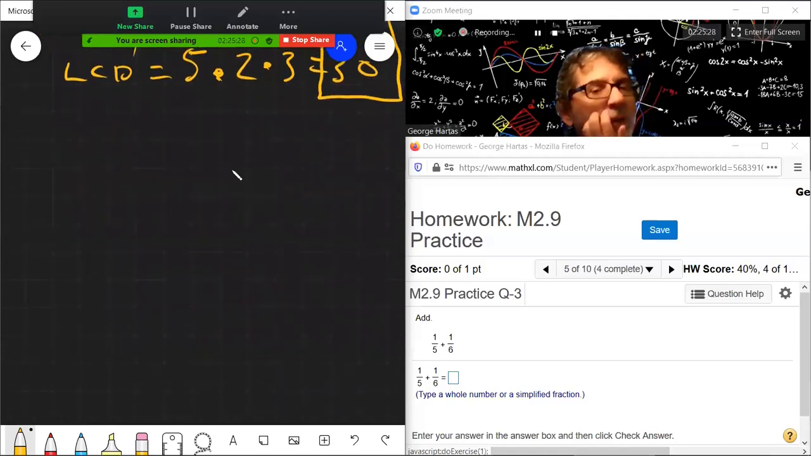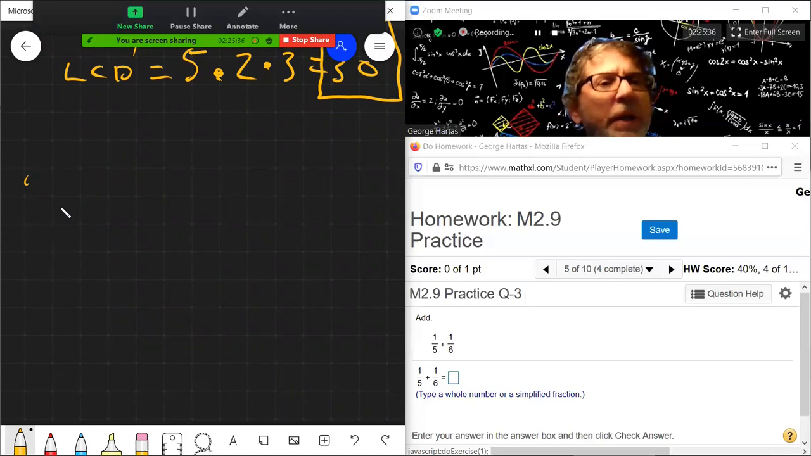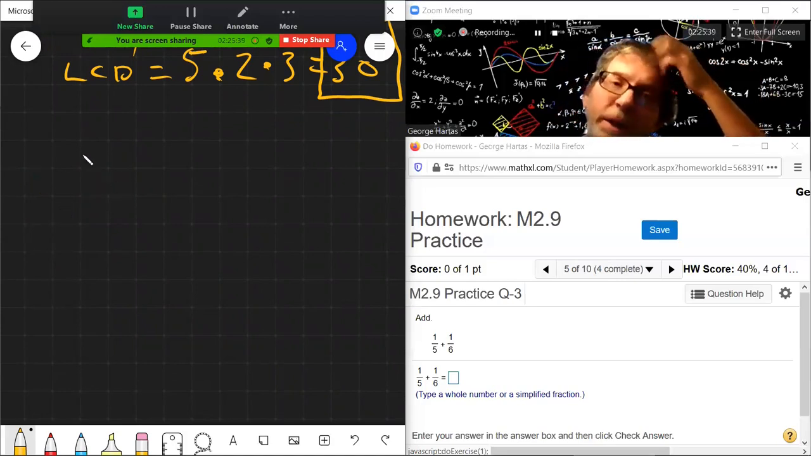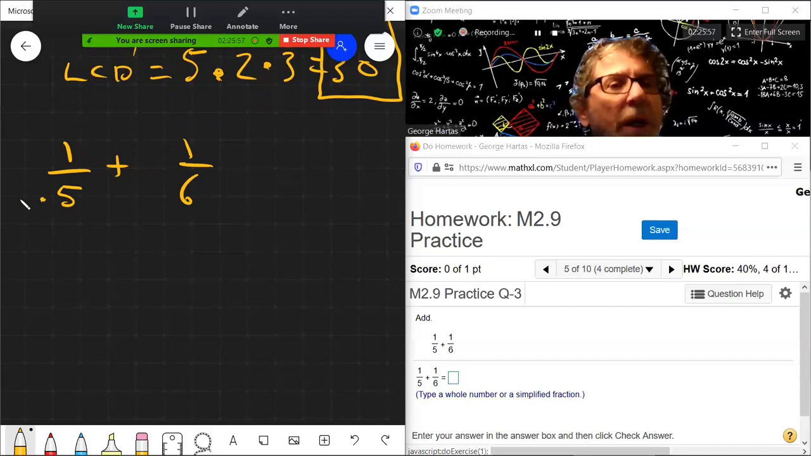Next step. And if you want, for your own sake, you can put step 1, step 2, step 3. It's really up to you. At first I was writing the steps down, but now I think you're getting the flow of it. So after we find the LCD, we know we got to multiply by something. So we write the original problem. 1/5, leave some space between each fraction, 1/6. What number times 5 is 30? 6. If that's 6, this is 6. What number times 6 is 30? 5. That's 5. This is 5.